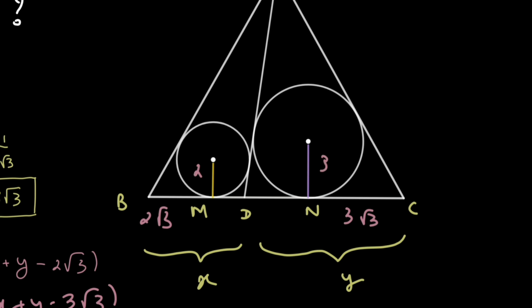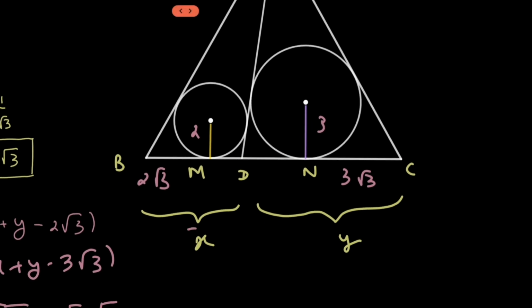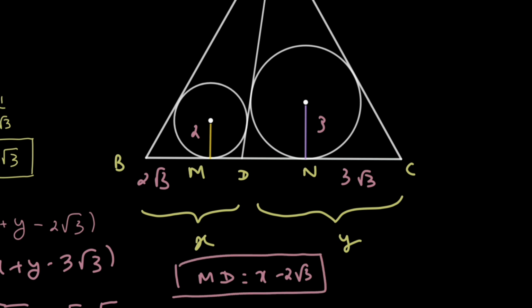Okay, now carefully look over here. The length of BD is X, the length of BM is 2 square root of 3. Therefore the length of MD would be equal to X minus 2 square root of 3, longer minus the shorter. Similarly on the other side, the length of DC is Y, the length of NC is 3 square root of 3. Therefore the length of DN would be equal to Y minus 3 square root of 3.